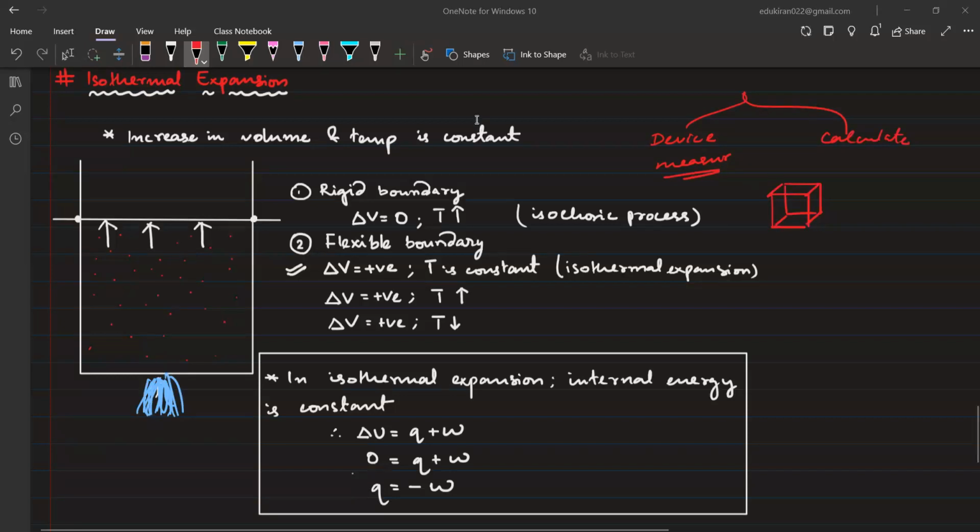This is science. This is actually science. बाकी सब चीजें तो आउटकम है, बस यही है. या तो मेजर करोगे आप, या तो कैलकुलेट करोगे. सारे फॉर्मूले यहीं से आते हैं. If you cannot measure something, then you have to calculate.